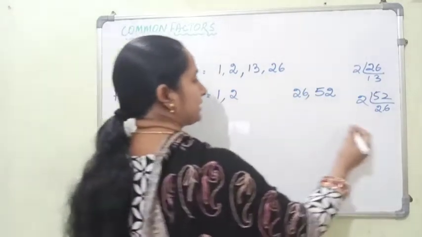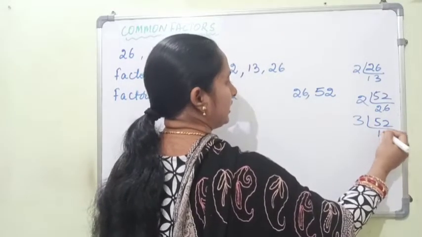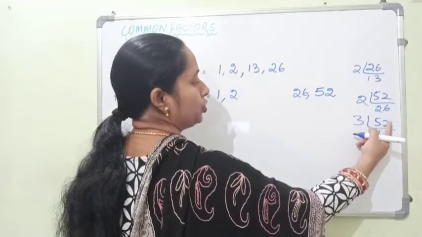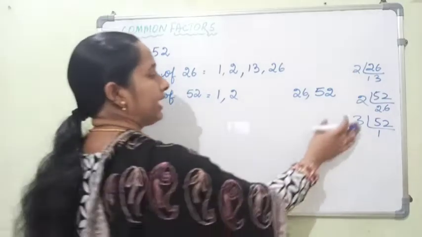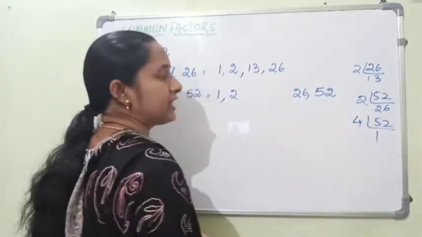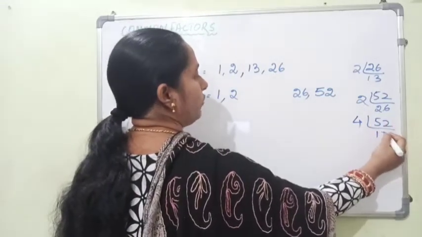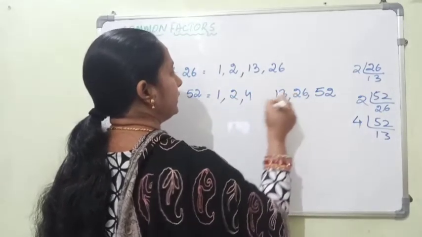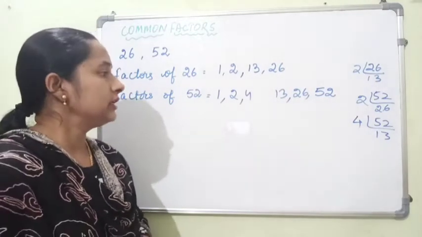Next, let's divide it by 3. 3 1s are 3, then the remainder is 2, so 22. Can it be divisible by 3? No. Then can it be divisible by 4? 4 1s are 4, the remainder is 1, so 12. 4 3s are 12. Yes, it is divisible by 4 and 13. 13 4s is 52.